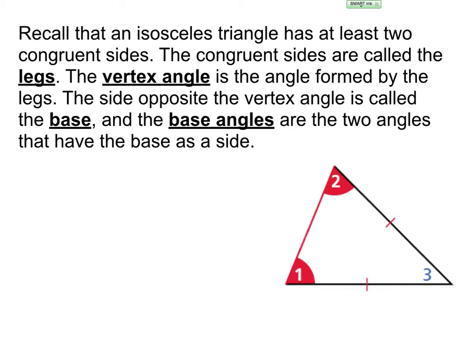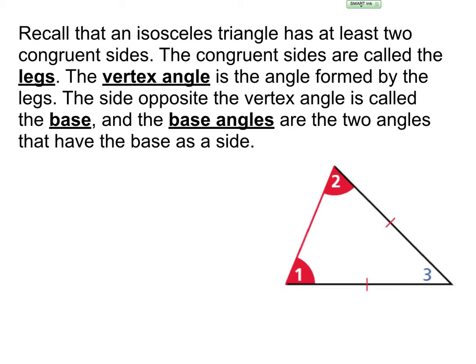So in the picture that's up here, would angle 1, 2, or 3 be the vertex angle? Which one's formed by the legs? Jaden? Angle 3, correct. Angle 3 is made up of the two sides that are congruent, and those are the legs. So that's called the vertex angle. The side opposite the vertex angle is called the base. That's another way to describe which one's the base. It's across from the vertex angle.